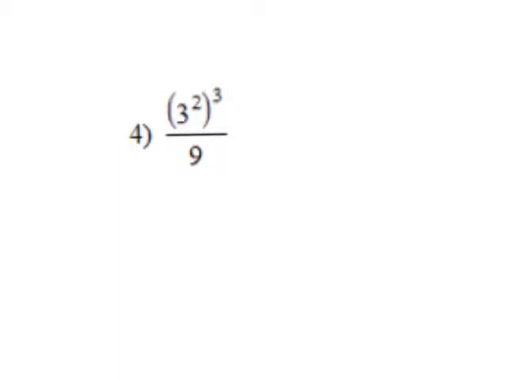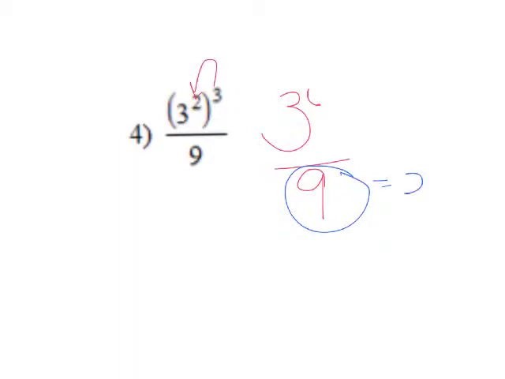For number 4, we'll go ahead and start with the top and distributing that exponent. So we have 3 to the 6th over 9. Well, I could just write 9 as 3 to the 2nd. So that would mean I would have 3 to the 6th over 3 to the 2nd, which would just be 3 to the 4th, which is 81.